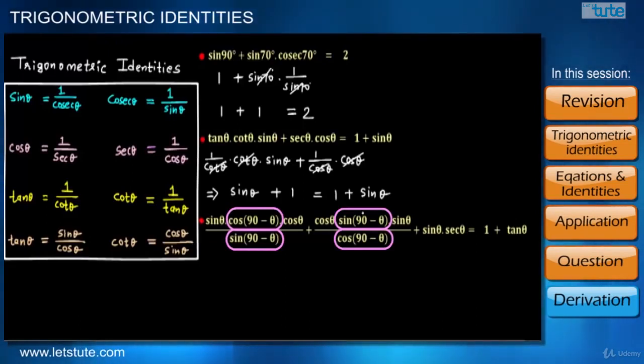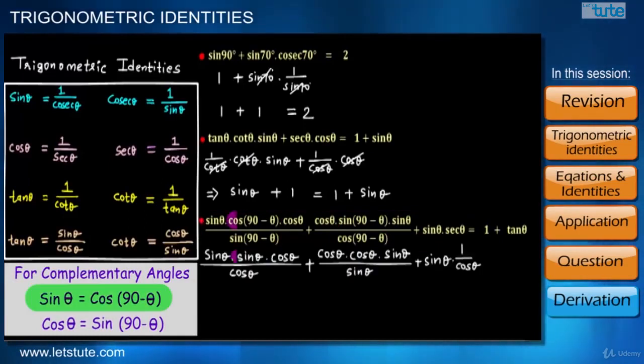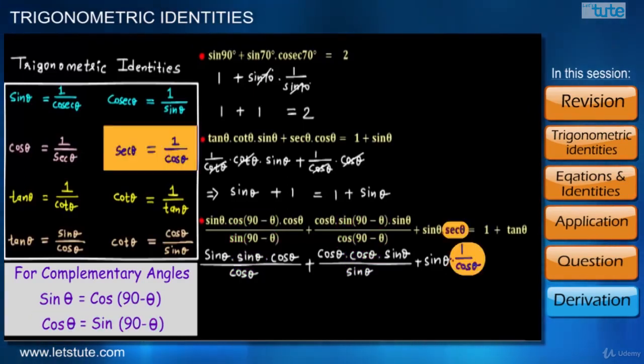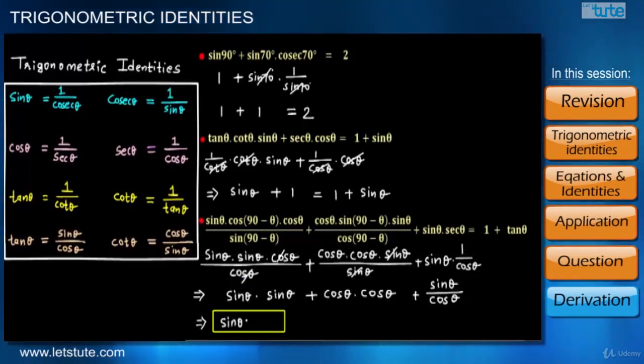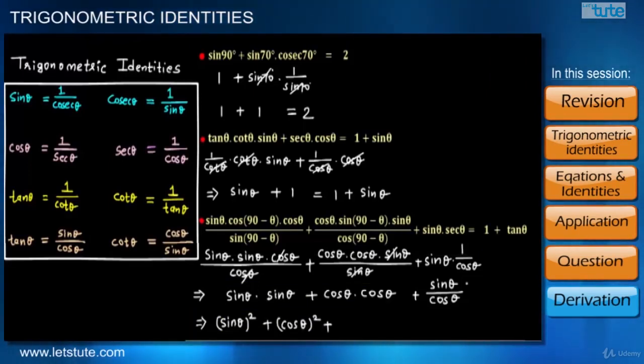So let's use the concept of complementary angles to write down everything in the form of sin theta and cos theta. So cos(90 minus theta) will be equal to sin theta, and sin(90 minus theta) will be equal to cos theta. Also, here we use the identity sec theta is equal to 1 upon cos theta. Now to simplify further, we write sin theta into sin theta as sin theta the whole square. So this will be equal to cos theta the whole square.